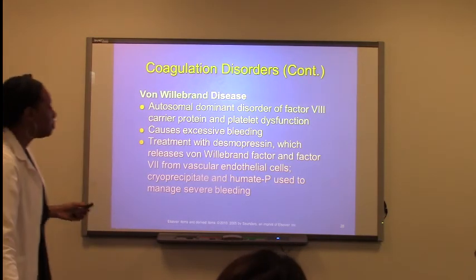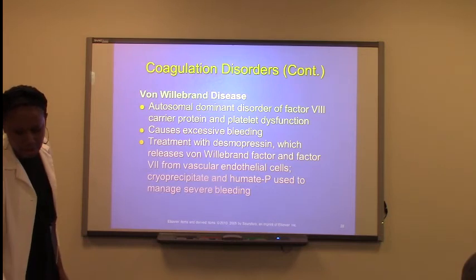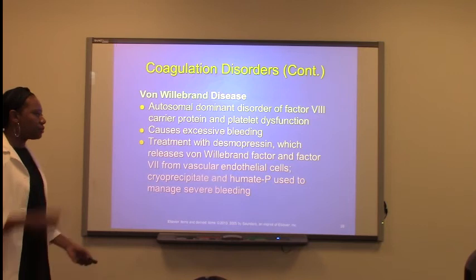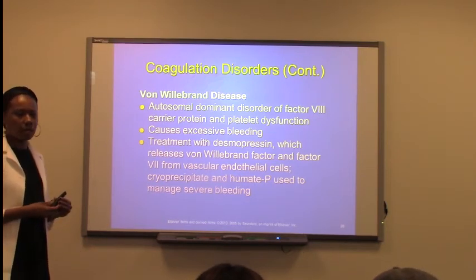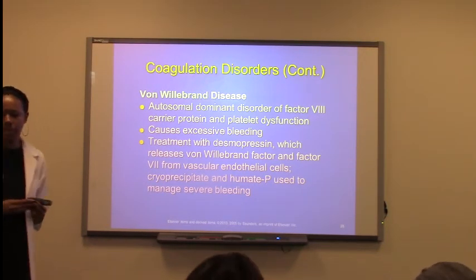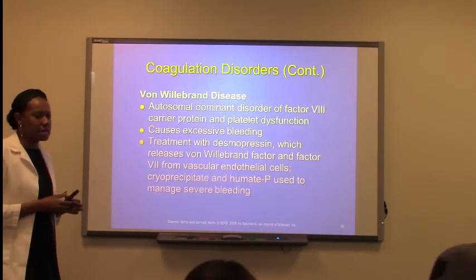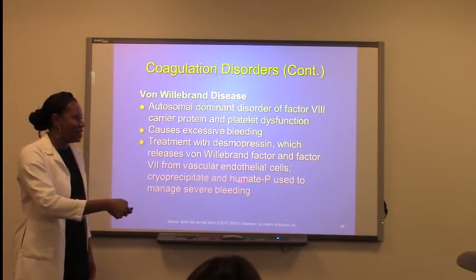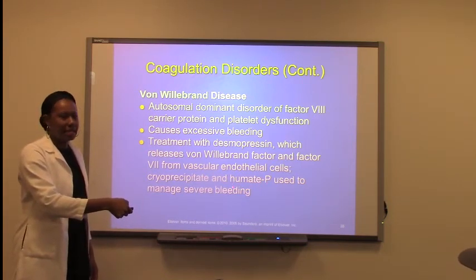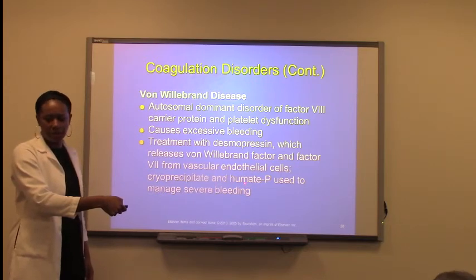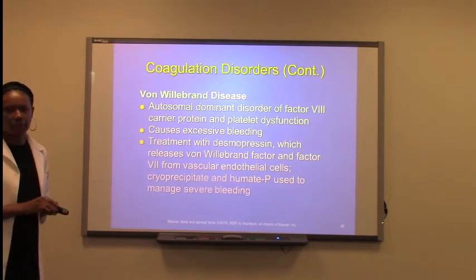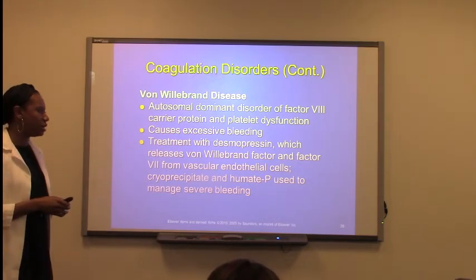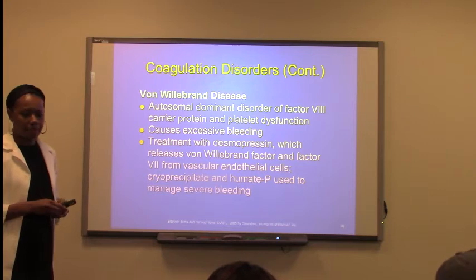Oh, and Humate P. Let me explain what that is. Humate P is a recombinant gene replacement therapy. It's right here. Because it is a genetic disorder, these individuals can do a gene therapy, Humate P.